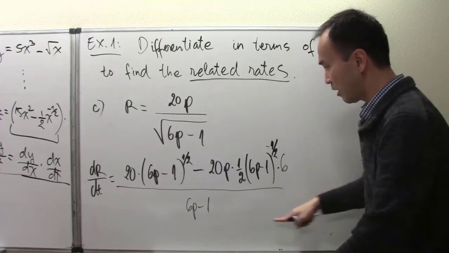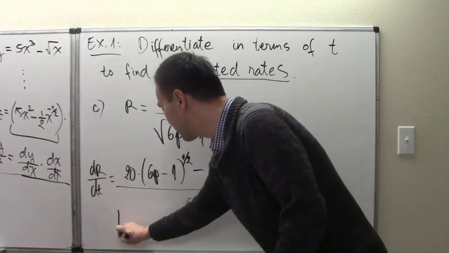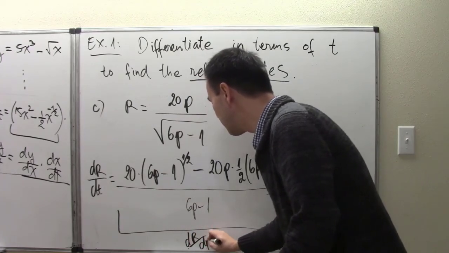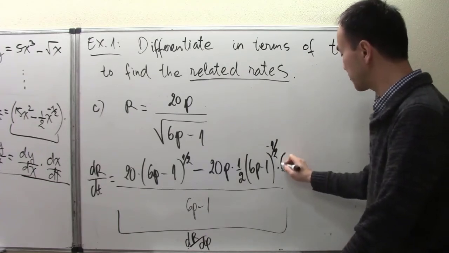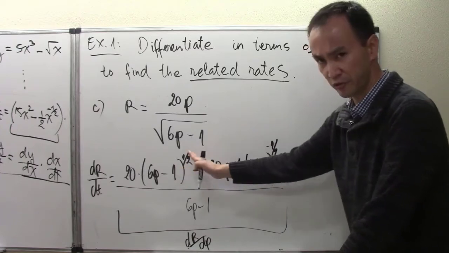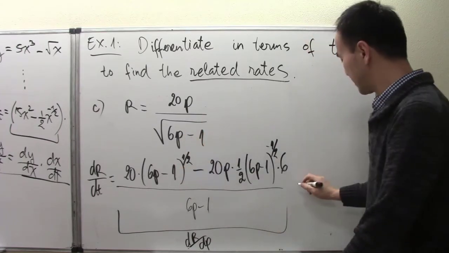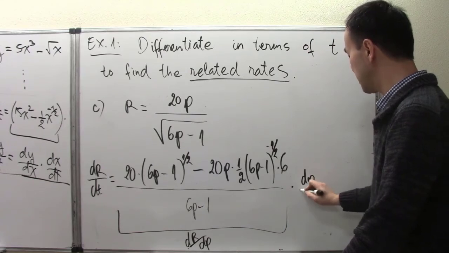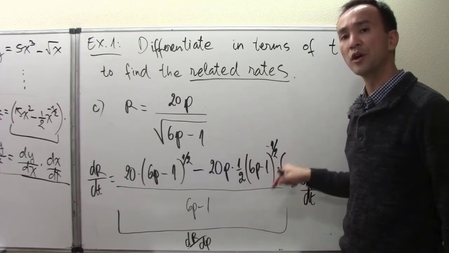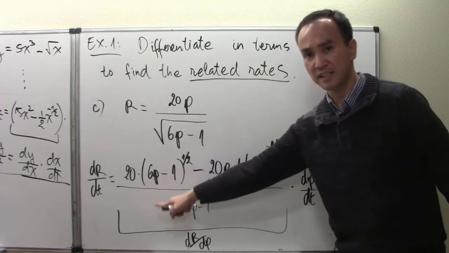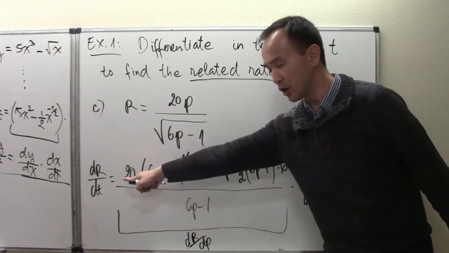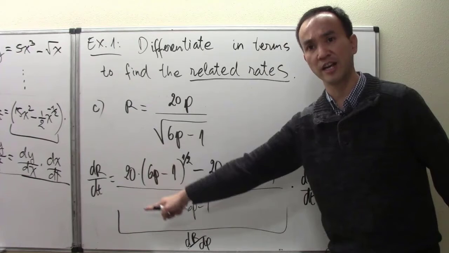Because I'm not done yet. All of this here is my dr dp, that big expression right here. At this point, whether to simplify it or not really depends on the teacher. Then multiply with dp dt. But as far as finding the related rates, we are done right here. This big expression in terms of p is our dr dp expression, and those are the other rates, all related together.